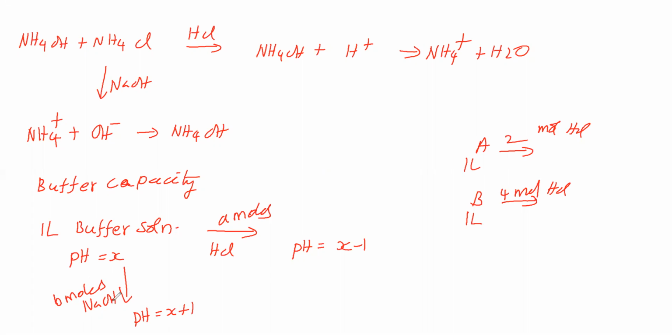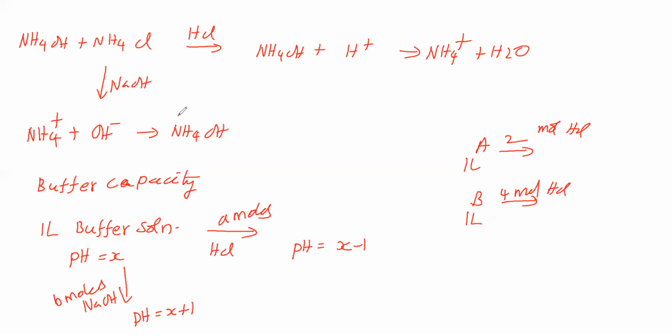So on adding base, what happens to the pH of the buffer solution? It increases slightly. Now, to make the pH of the buffer solution rise by 1 unit, how much sodium hydroxide is required, what minimum amount of sodium hydroxide is required, that is called the buffer capacity of this buffer solution. So if you add base, pH increases. If you add acid, pH decreases. So now we have the buffer capacity.